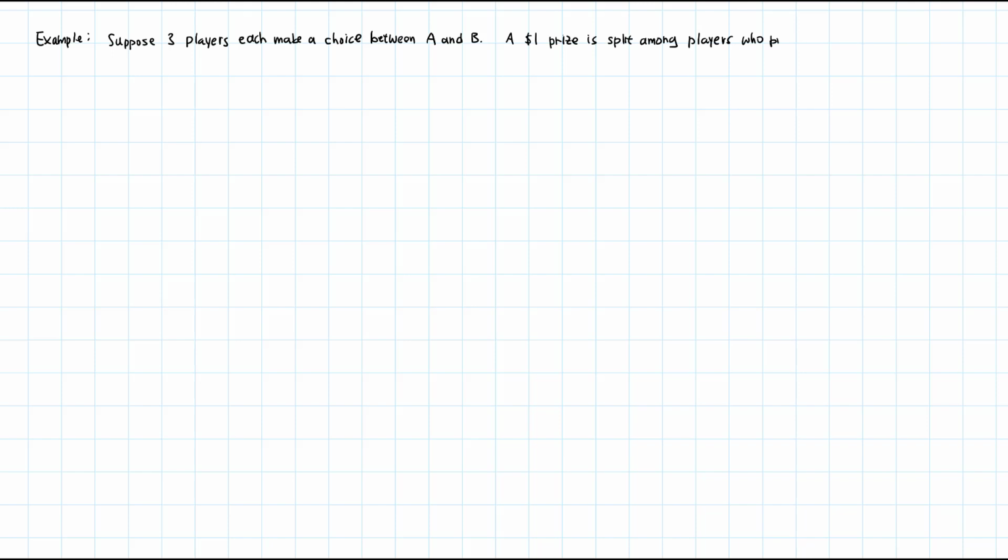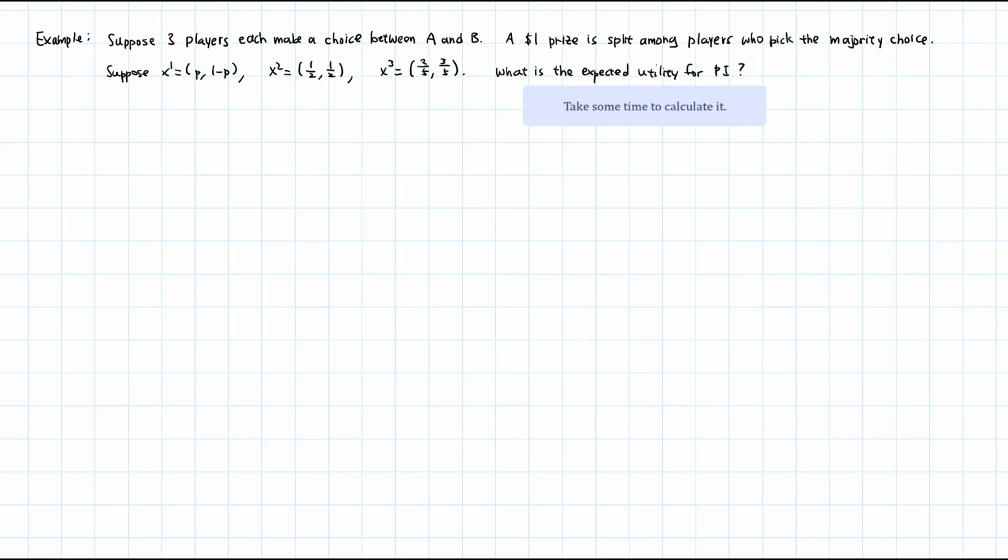We now look at a different example. Suppose 3 players each make a choice between A and B. A $1 prize is split among players who pick the majority choice. Suppose that x_1 is (p, 1-p), x_2 is (1/2, 1/2), and x_3 is (2/5, 3/5). What is the expected utility for player 1?